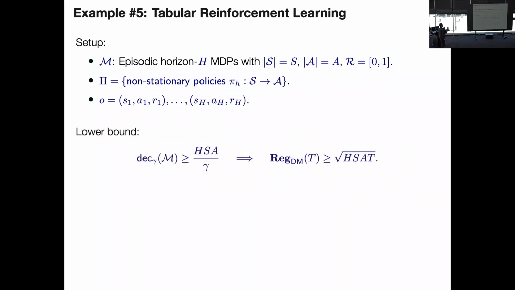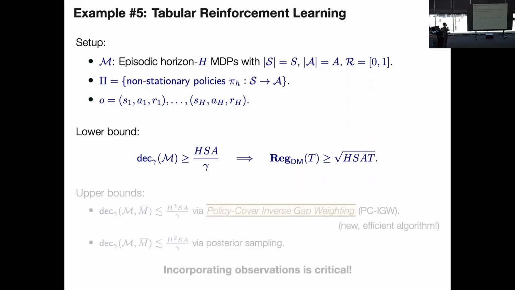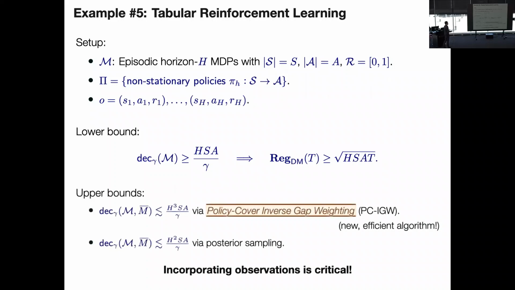For this setting, you can show a lower bound on the DEC, which scales as HSA, so horizon times number of states times number of actions, over gamma. This gives a root HSAT lower bound. So this is saying, if you do RL and you don't assume anything except that the state and action space is finite, then just the size of these spaces is going to determine the complexity of a problem. And you can get similar upper bounds. Not exactly matching, that's a good open problem, but you can get something like poly H times SA over gamma. And the way you get this is by adapting the techniques I showed for bandits.